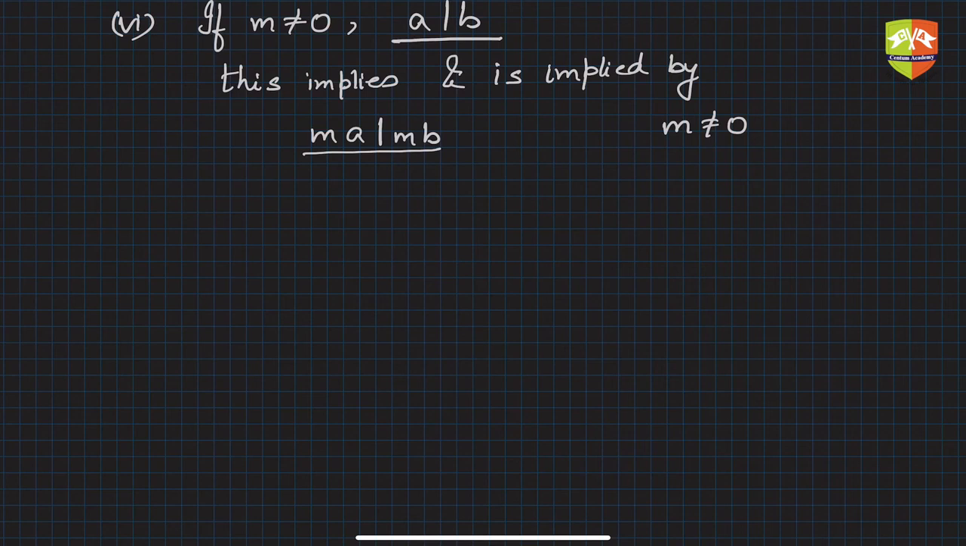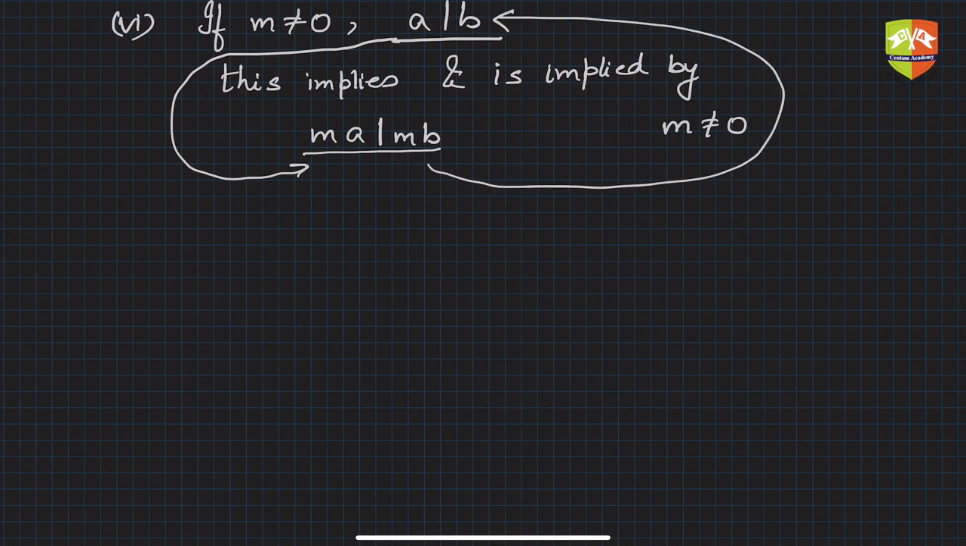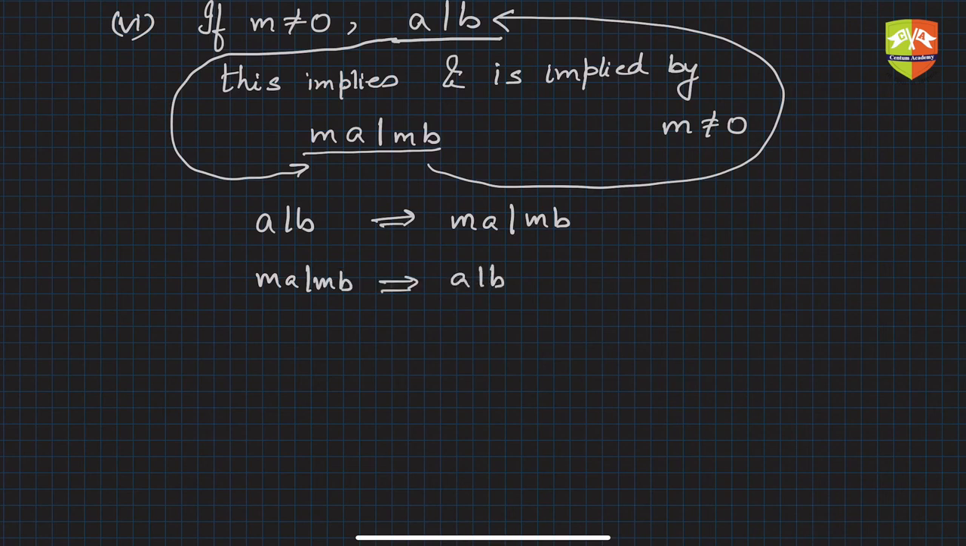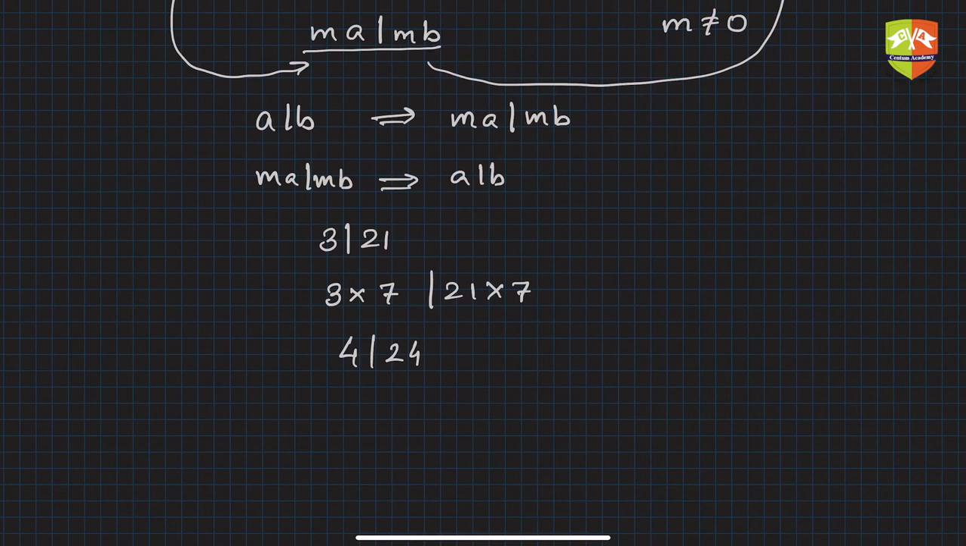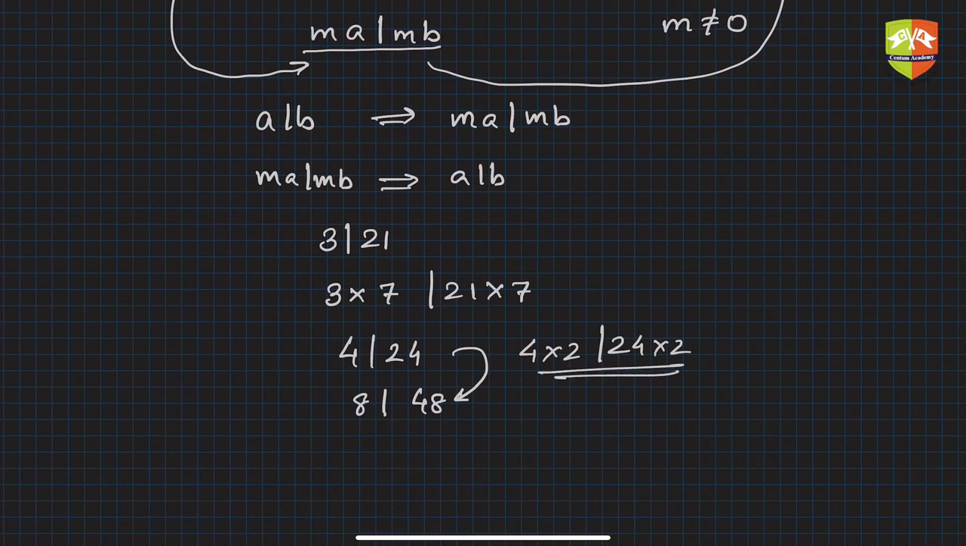If this is true, then this holds, and if this holds, then this is true. This is what is meant by implies and implied by. Both ways it is true. That means if A divides B, then MA divides MB, and if MA divides MB, then you can say A divides B. Clear? Let's take an example. 3 divides 21, so 3 into 7 divides 21 into 7, which is quite true. So 4 divides 24, and 8 divides 48. Because this is 4 into 2 divides 24 into 2. Quite true.